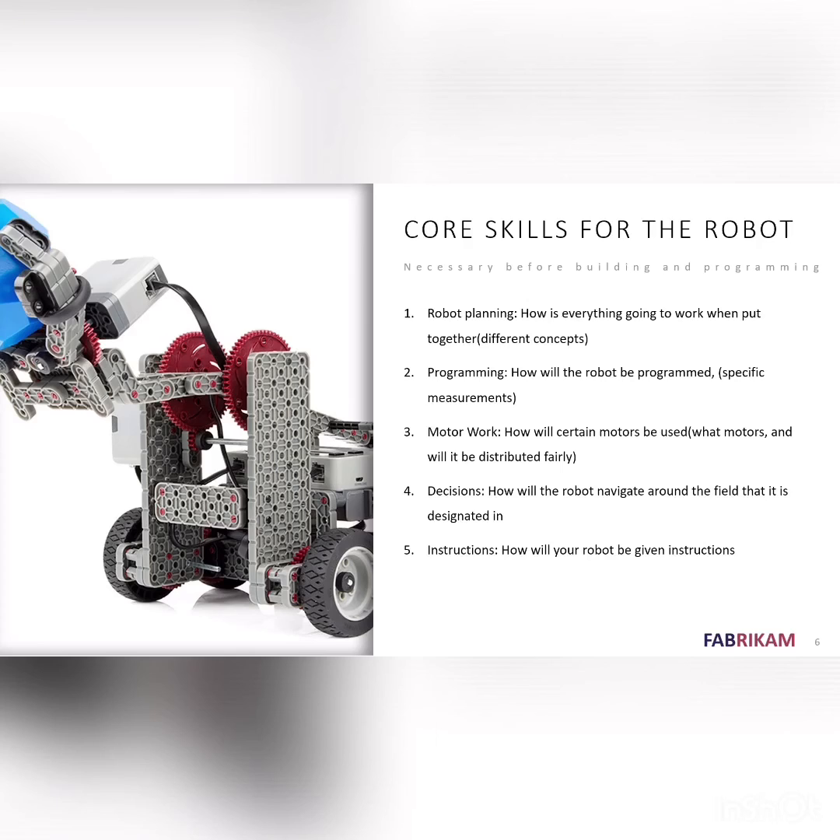Decisions. This kind of ties with robot planning. How will the robot navigate around the field that it's designated to? This is important, especially when considering the field and all. And instructions. How will your robot be given instructions? This overall ties back to the programming, and it's basically saying how our robot will be given instructions based off the code.